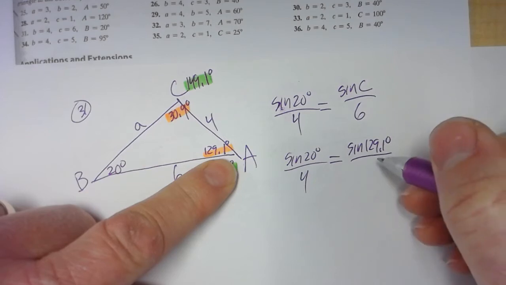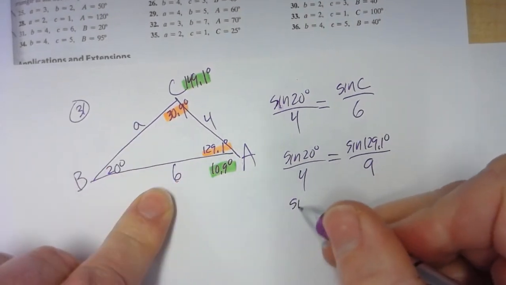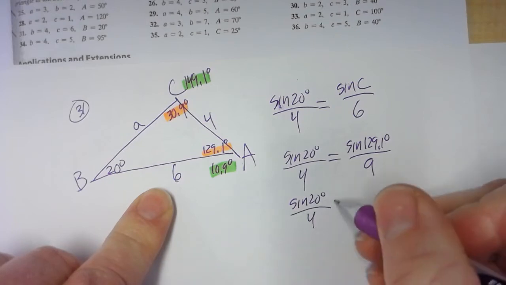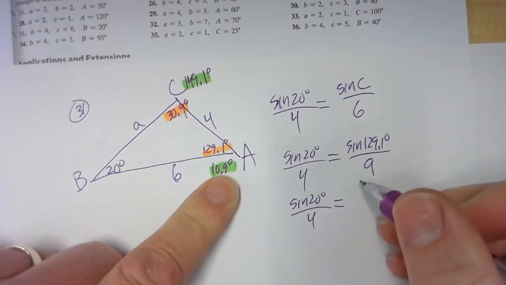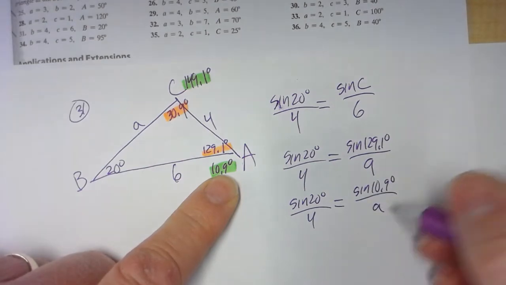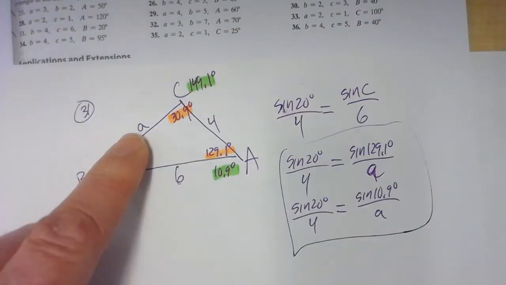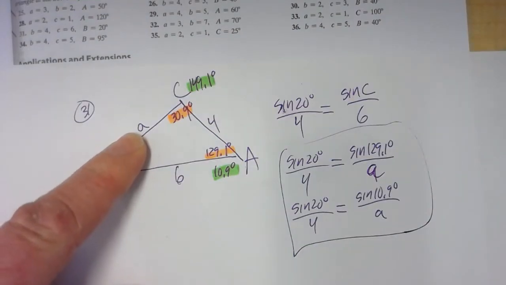129.1 degrees over A, and then to solve for the other version of A, I'd do sine of 20 degrees over 4 is equal to, now I'm going to do the 10, sine of 10.9 degrees over A. So now I have to solve for A twice because there's two lengths that work for this.